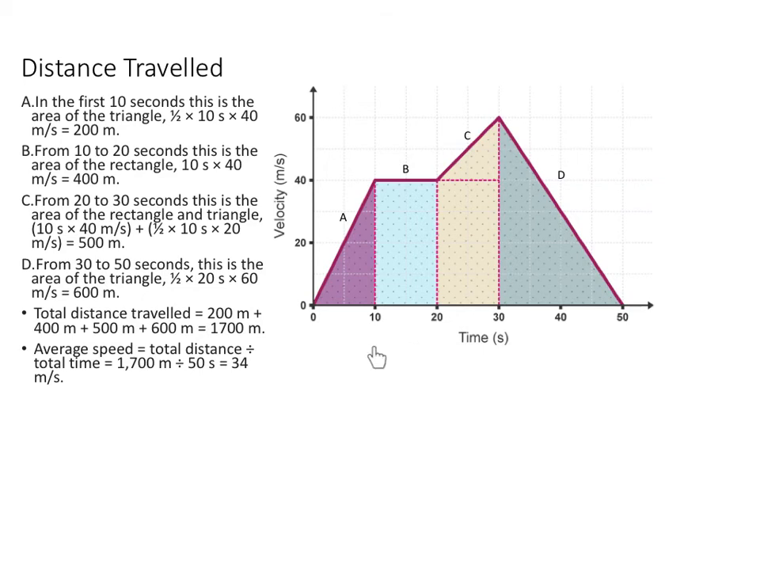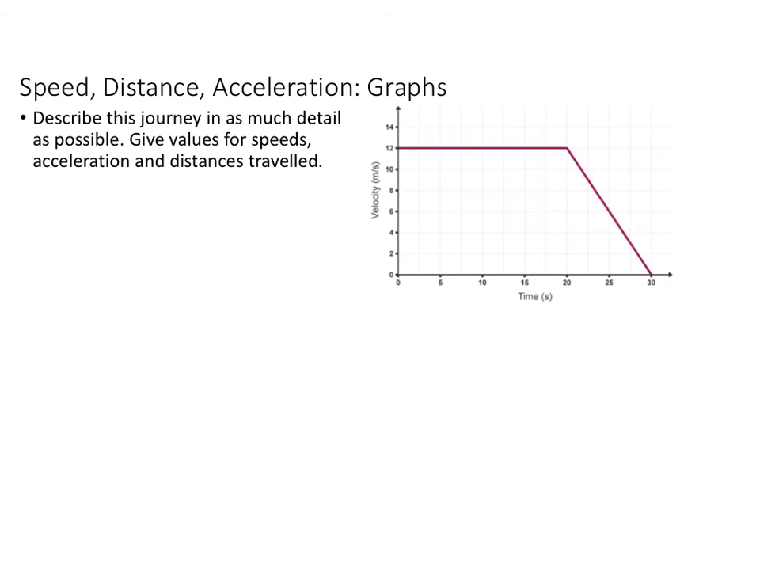You'll notice here it's given a total distance travelled, adding up area A, area B, area C, area D. From that we can calculate the average speed, which is the total distance travelled divided by the total time. So we get 34 meters per second. So pause that, have a little look through, check the calculations if you wish. And then there is one here for you to practice.